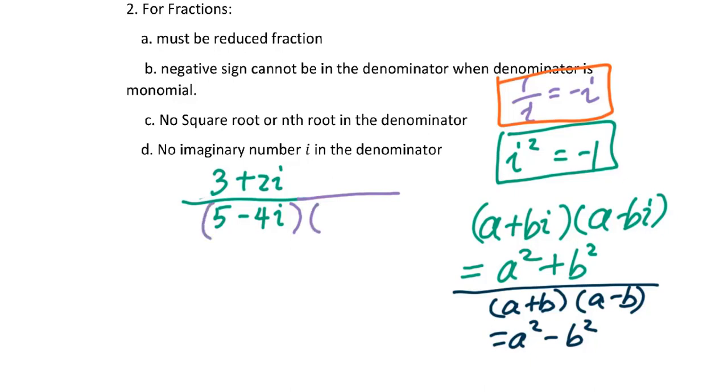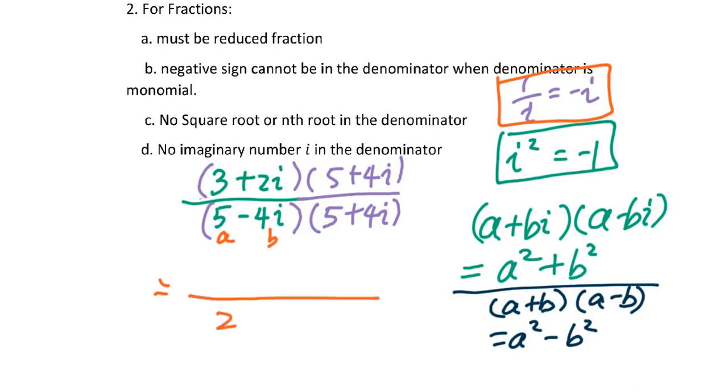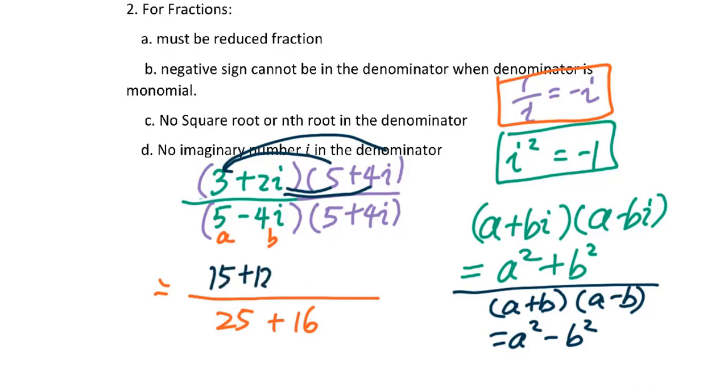The conjugate for 5 minus 4i is 5 plus 4i. So top and bottom, we will do this. Then for the denominator, you can see this is a, this is b. a squared is 25 plus b squared is 16. To the top, we have to do the full FOIL this time. You will get 15 plus 12i plus 10i plus 8i squared. 8i squared, that is negative 8.